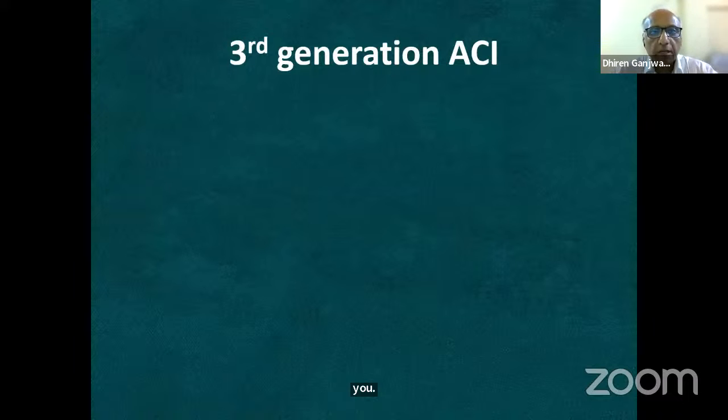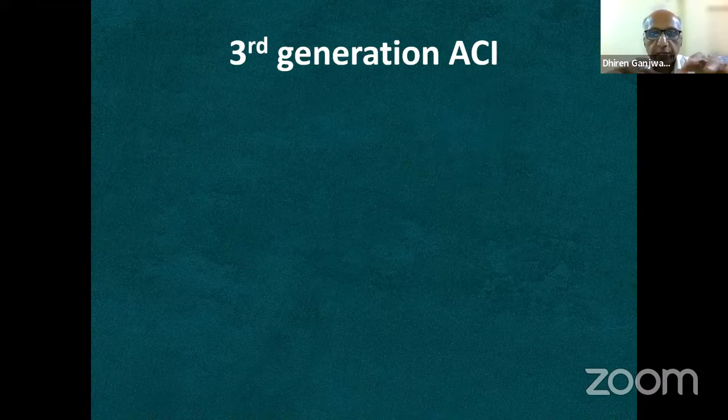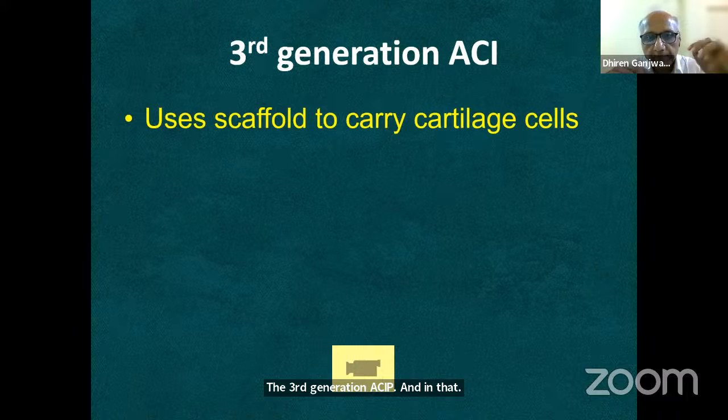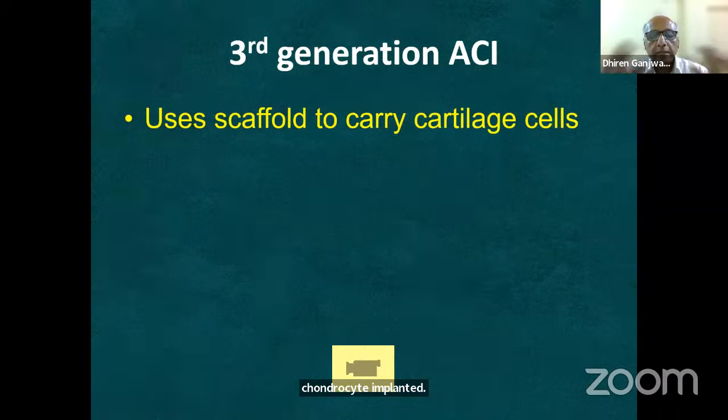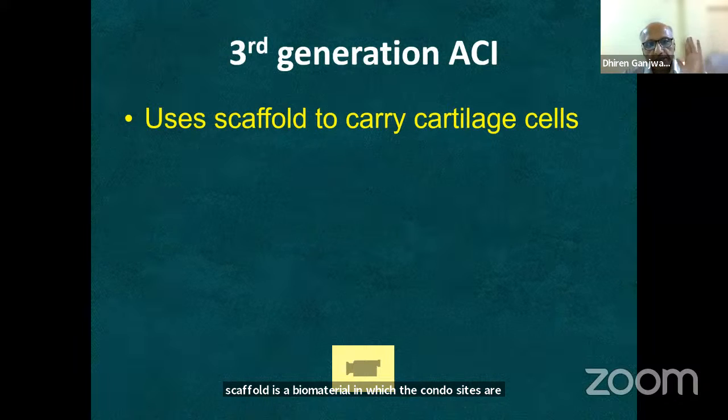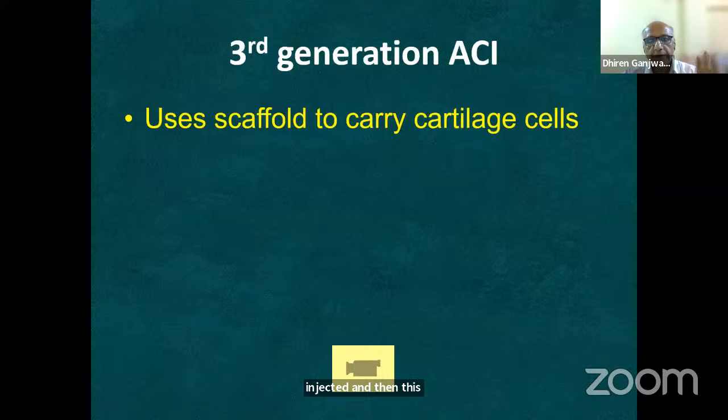Now there is a further advancement, to avoid all these issues related with the suturing. The third generation ACI came, and in that, instead of chondrocytes being implanted physically, they are inserted in a scaffold. A scaffold is a biomaterial in which the chondrocytes are injected, and then this scaffold is packed into the defect.